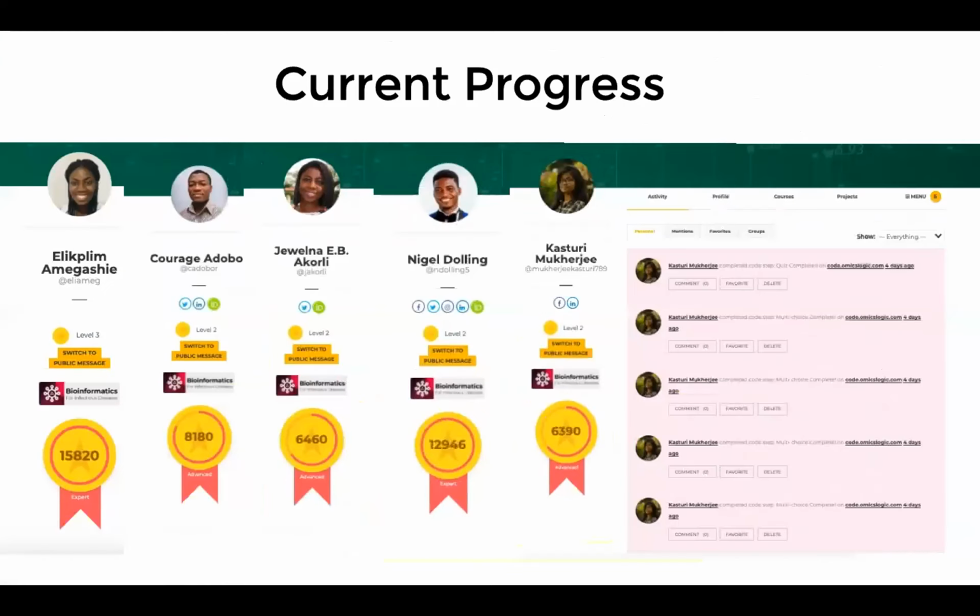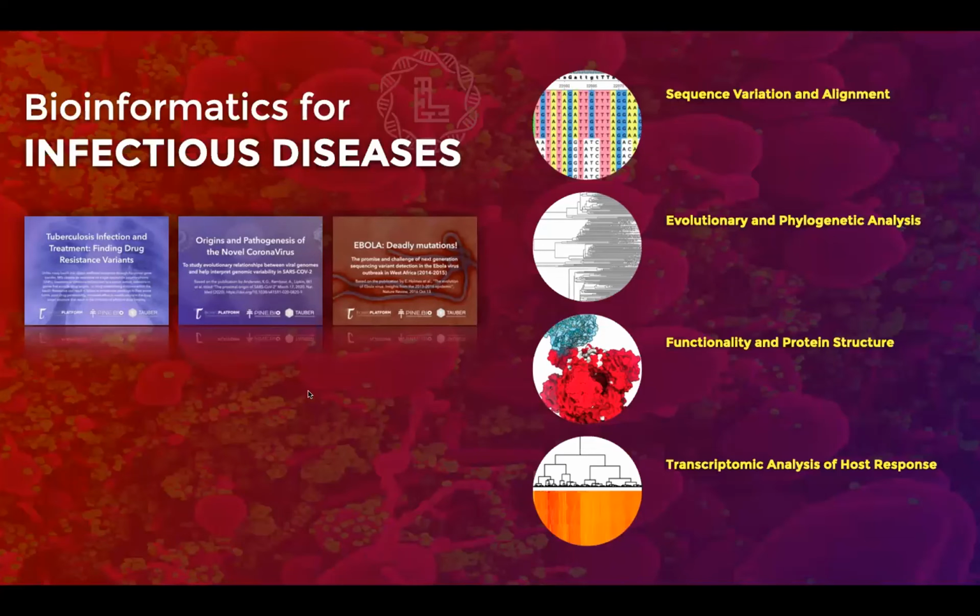Let us start by taking a look at the current progress of some of the participants who are here in the program, as indicated by the point system that we have for all of our OmicsLogic programs. We can see how our participants are doing and completing this first phase of the program successfully.